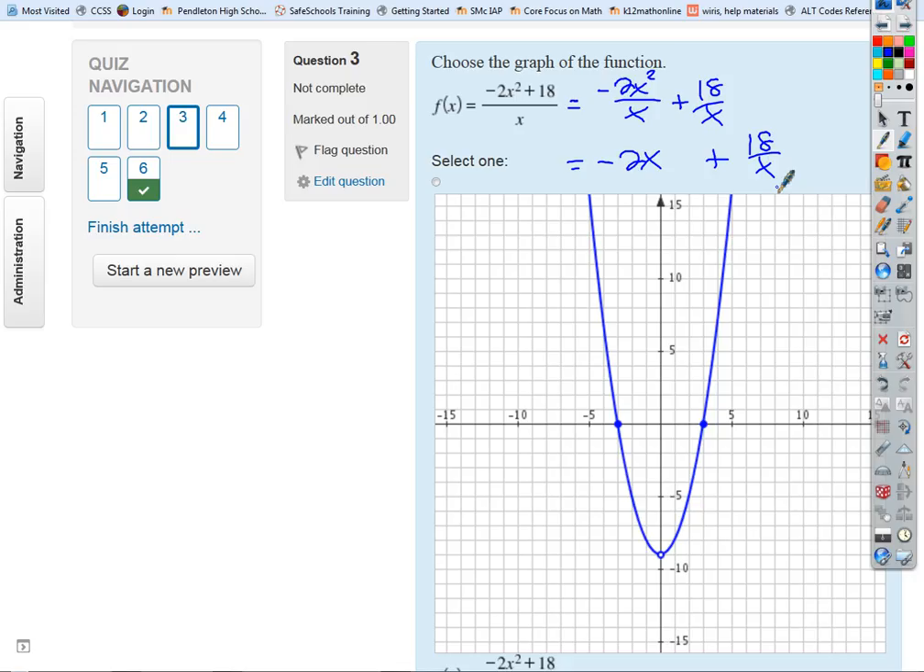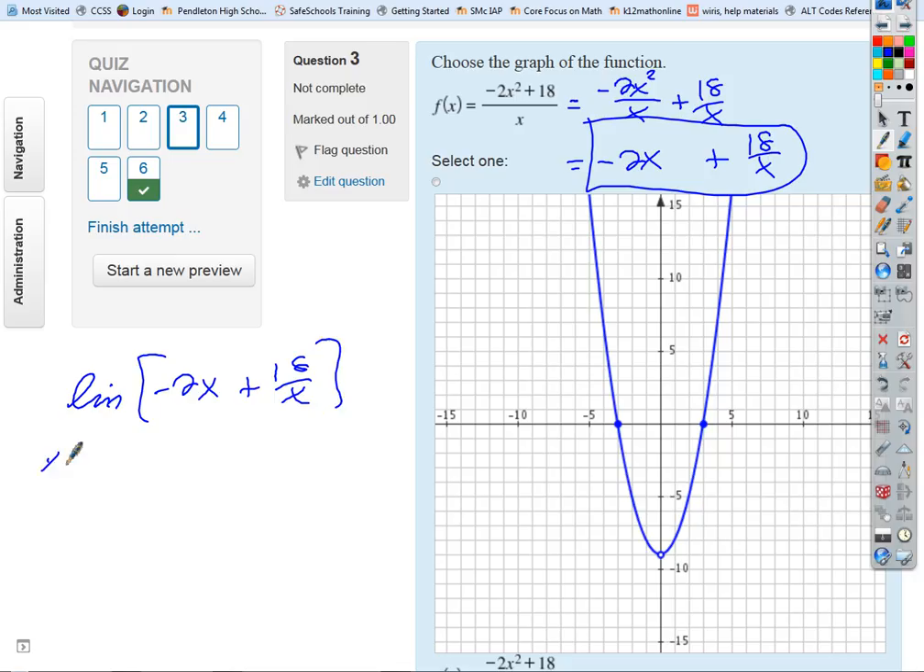If we're taking the limit of our function, let's write it in this form, where we've simplified the quotient. The limit of negative 2x plus 18 over x as x approaches plus or minus infinity, what's going to happen in the limit that x gets really big? Well, what's going to happen to that fraction? It's going to go to 0, isn't it? Right, in the limit. Okay, and so we're left with just the negative 2x part, right?